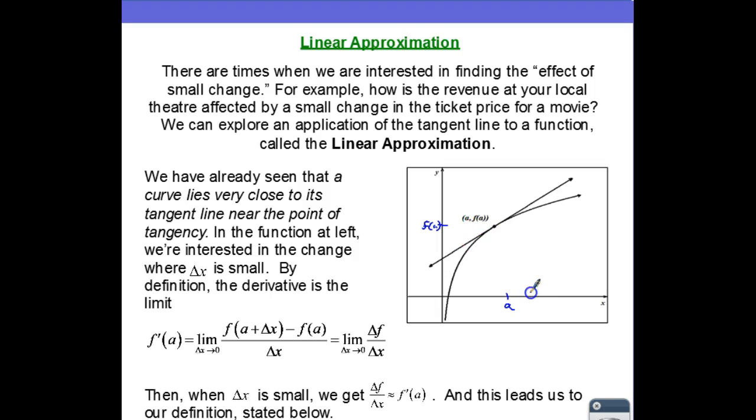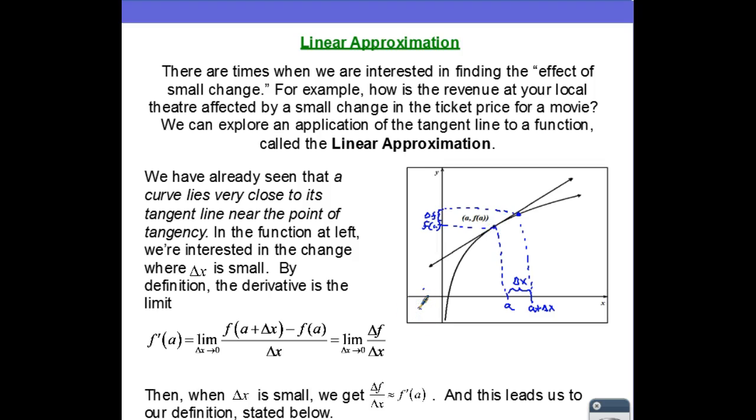The question then becomes, what if I have some other point over here? Let's call it a plus delta x. That means the distance between these two x values is just delta x. Delta x is the change in x. Then the question is, how could I approximate this y value right here? What we've got here is delta f, the change in f values.